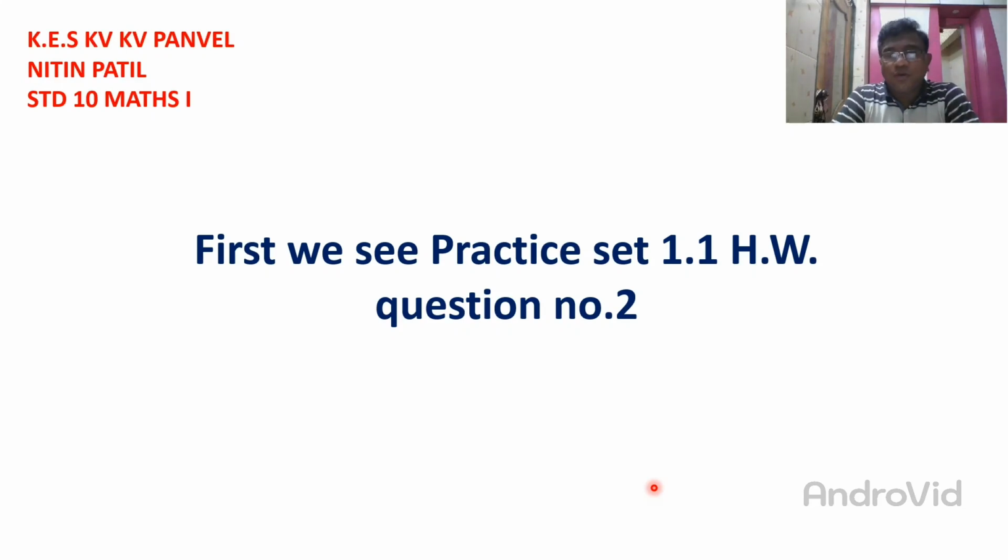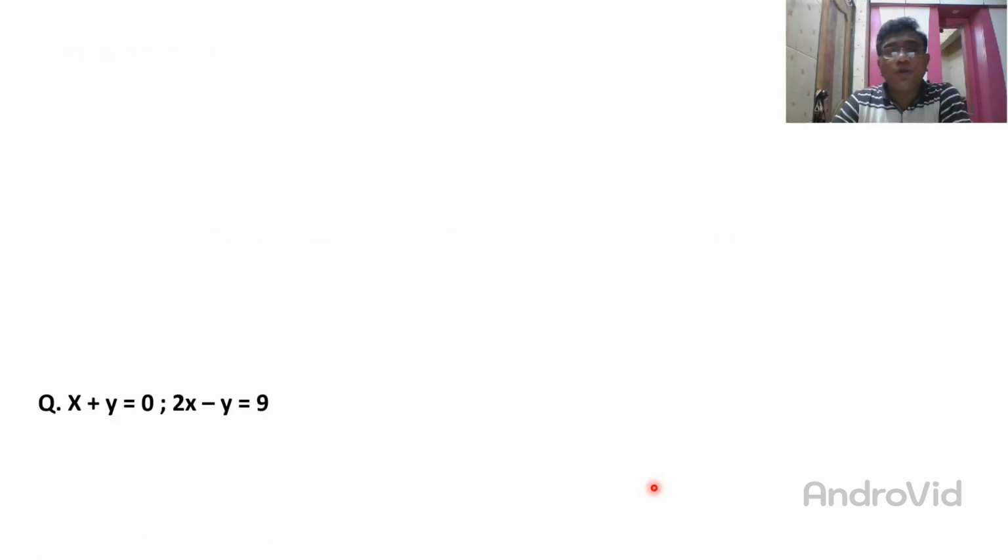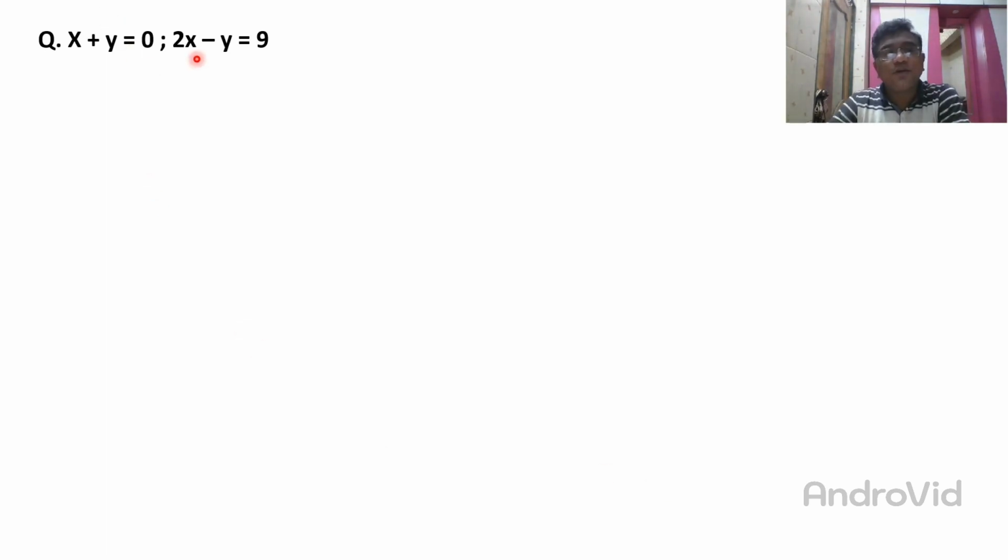Students, today we will first take the homework of 1.1. One of the students said, for 1.1 homework question number 2, sir please explain. So let me take that example first. Whatever the query, x plus y is equal to 0 and 2x minus y is equal to 9. This is the homework question, and the student said, sir please explain this again.